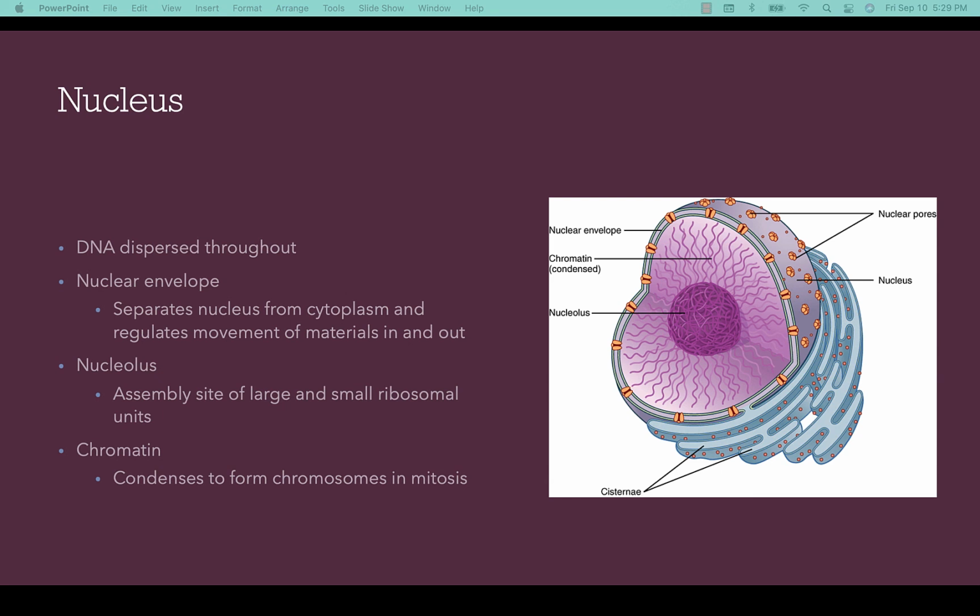DNA is in the form of chromatin when it is in an uncoiled mass, and when it is preparing for mitosis, it condenses to form chromosomes. So when it's not going to be dividing, it's in the form of chromatin, kind of like a soupy spaghetti mixture. And then when it needs to be prepared for mitotic division, it condenses into easily movable structures called chromosomes. And so after the nucleus, we don't have any other organelles to discuss, and that actually concludes our discussion on the cellular level of organization.